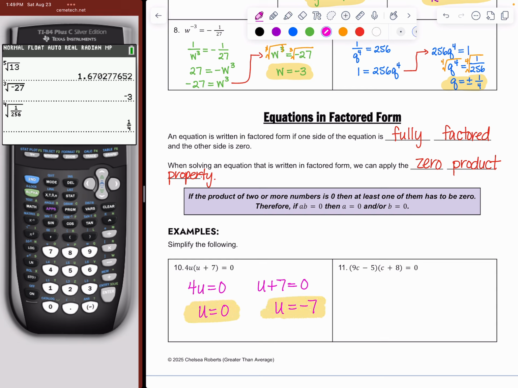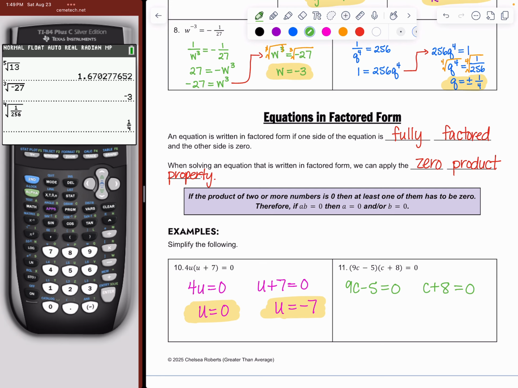All right. For the last example, 11, it has 9c minus 5 times c plus 8 is equal to 0. So we will have two equations. 9c minus 5 is equal to 0, and then we'll have c plus 8 is equal to 0.